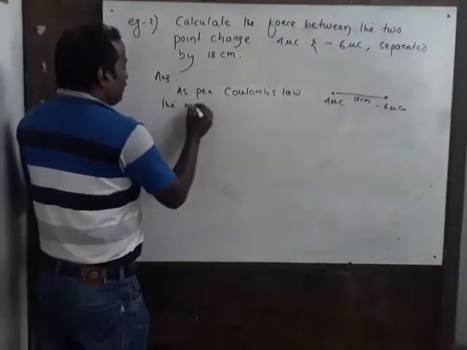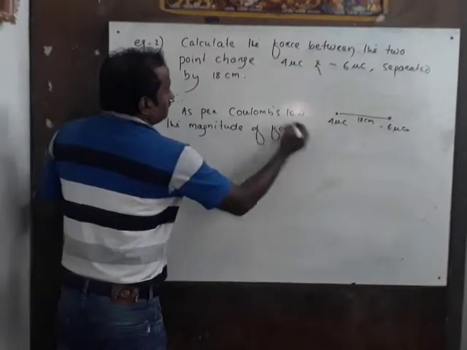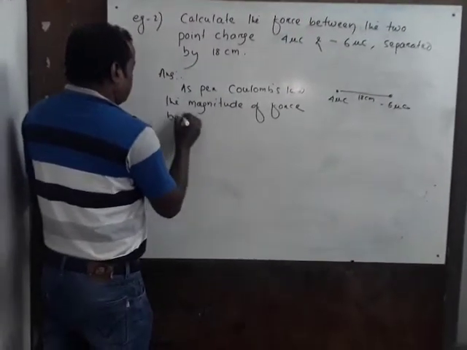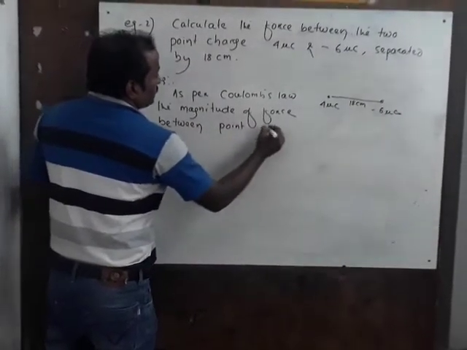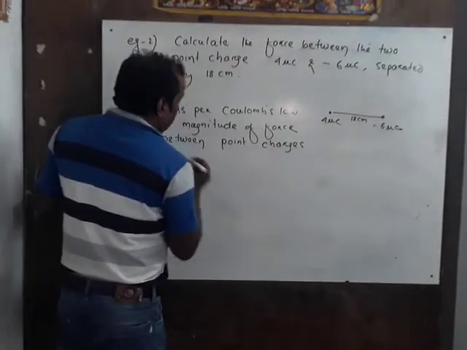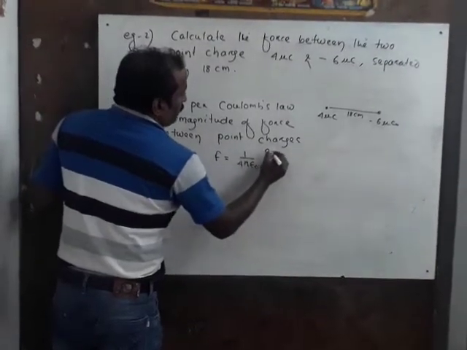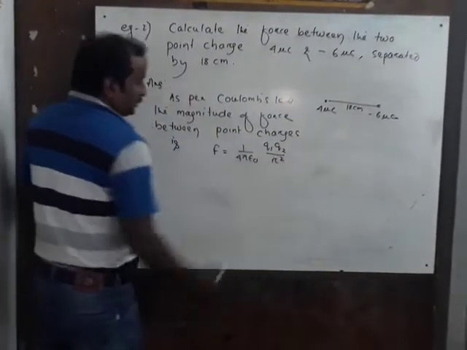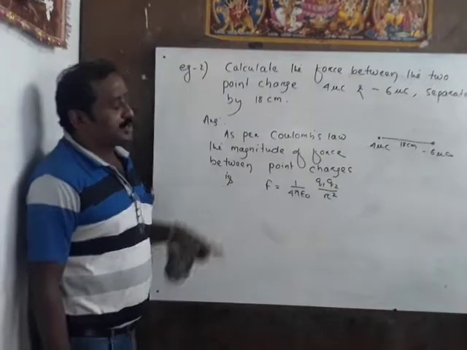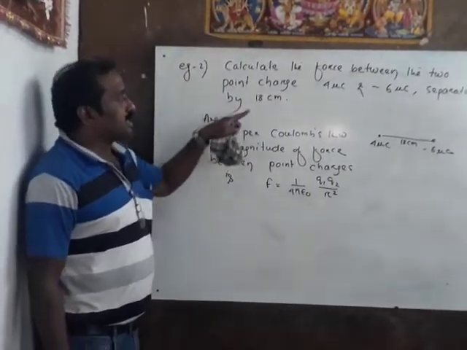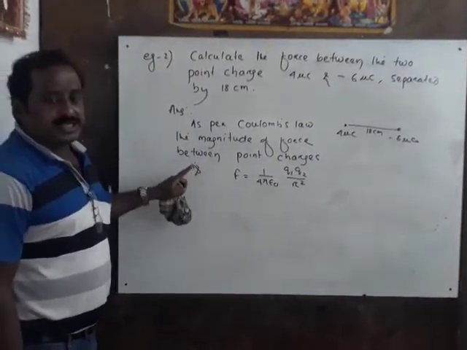the magnitude of force between point charges is F is equal to 1 by 4 pi epsilon 0 Q1 Q2 by R square. Okay? So again, we are considering vacuum only because we have not mentioned any specific other medium. So whenever there is no mention of other medium, we should use the formula for vacuum. And again, we are following SI system of units.